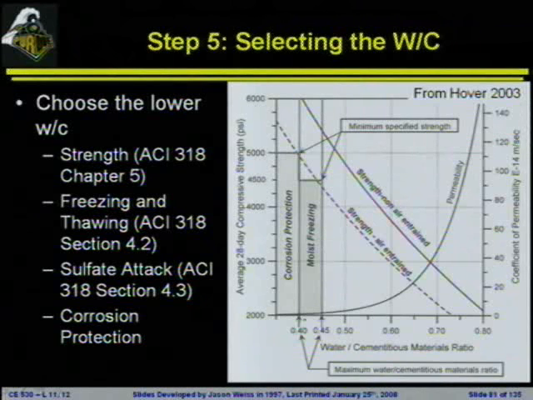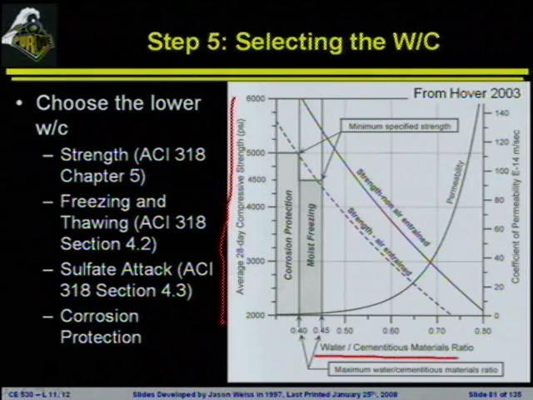Now, I'm going to use this graph because I think that this is, and we'll see this graph coming back at the end of the lecture, where we start to talk about a graphical method to look at mixture proportioning. This is a graph from some of Ken Hover's work, and what Ken has done is he's tried to put all this stuff together onto one graph that you can start to use. So he's got the compressive strength listed on the y-axis, and he's got the water to cement ratio listed across the x-axis. The permeability coefficient is listed on the second y-axis.